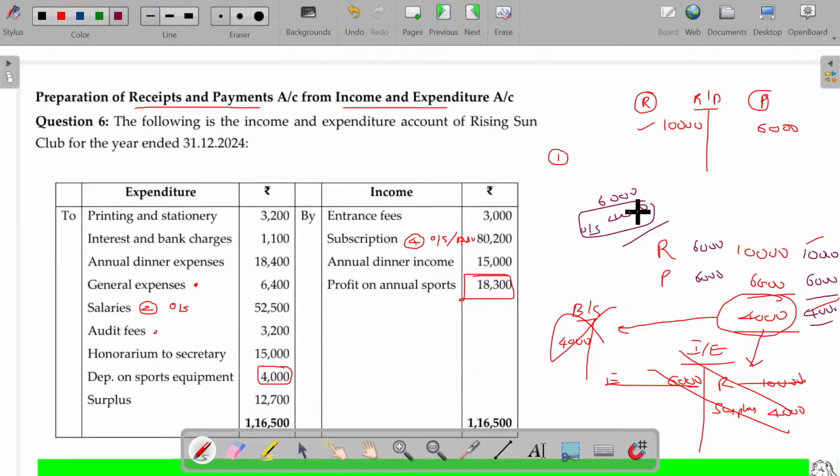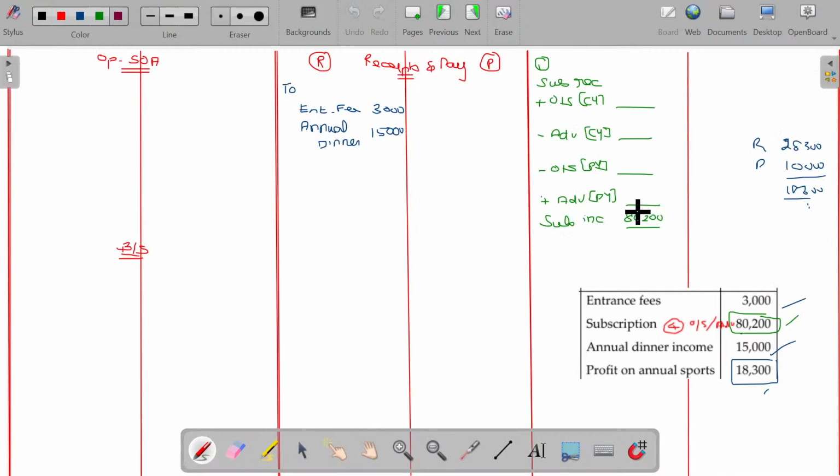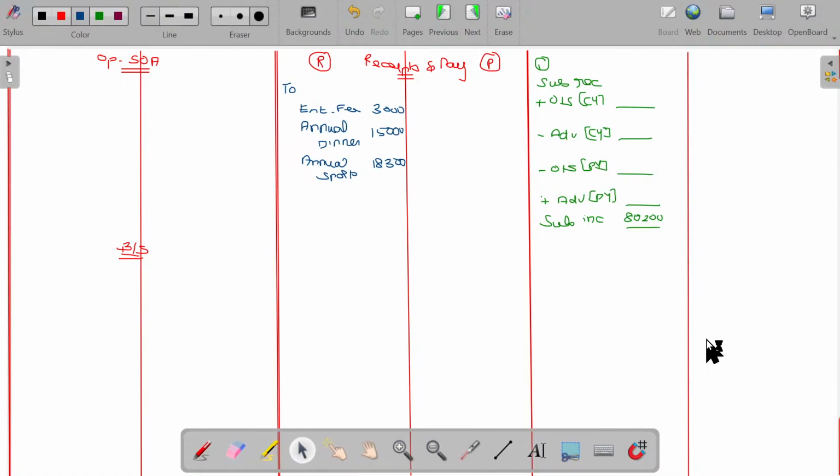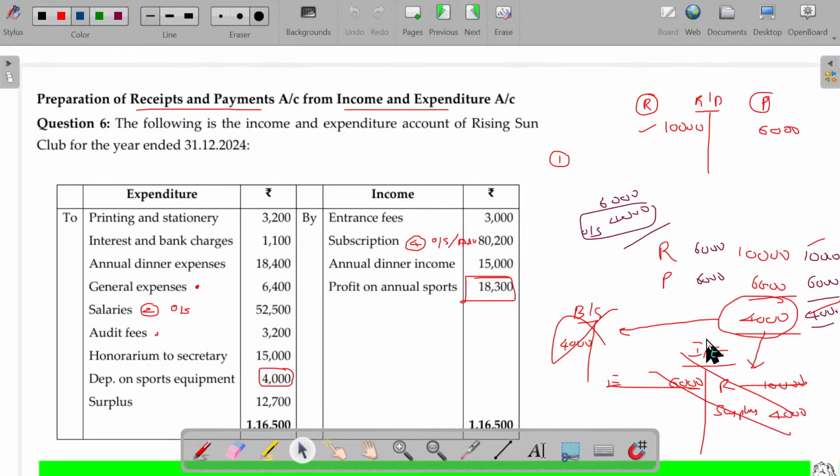We assume the receipts and payment, everything in the form of cash only. Then automatically this 18,300 may be the excess receipts posted in the receipt side of the receipts and payment account. Here. Annual sports receipts. The value being 18,300. With that, we have completed posting the income side items. Statement form, it should be posted once I have completed posting that. Now we'll go for the expenditure side.